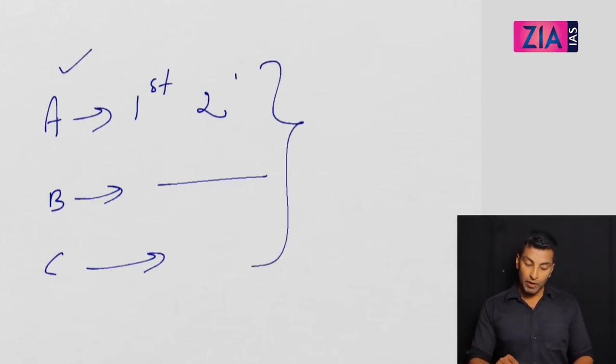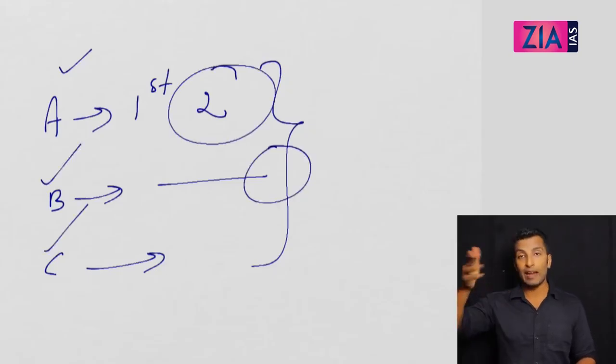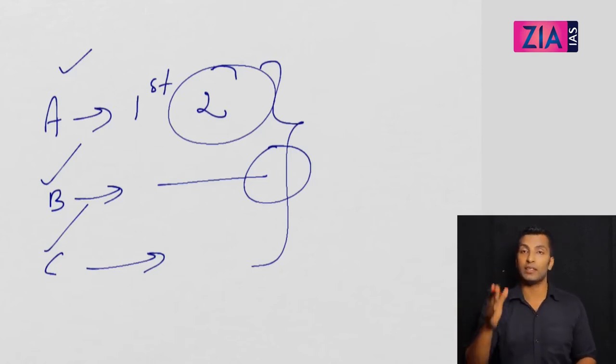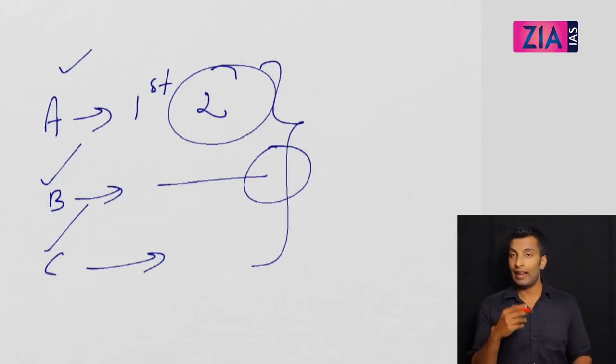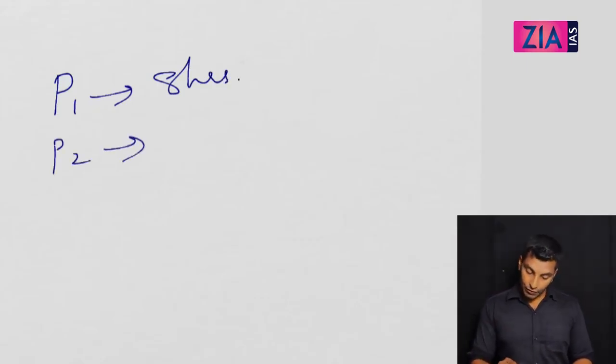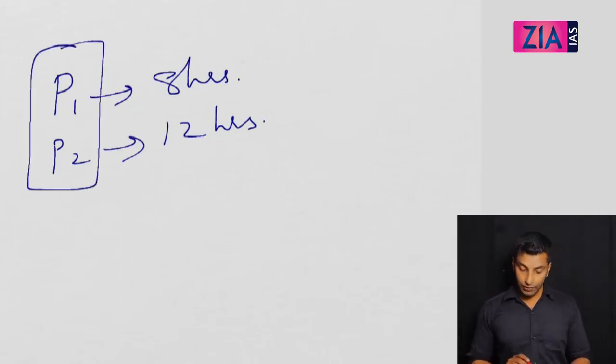Or pipe A is opened for 2 hours, pipe B is opened for 2 hours, and C is opened till the tank is filled. How many hours C worked, or how many hours it took to fill the tank, etc. So here if you see, none of them are working together. It's alternatively, right? So if I give you a question like this, I take an example of pipes and cistern. You have a pipe 1, P1, and P1 fills the tank in 8 hours, and P2 will fill the tank in 12 hours.